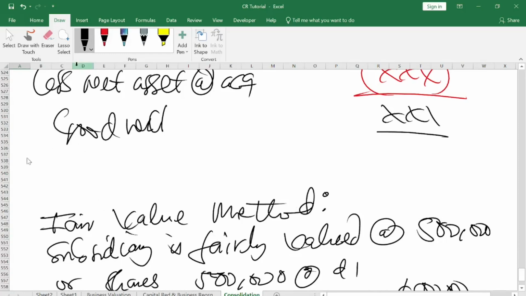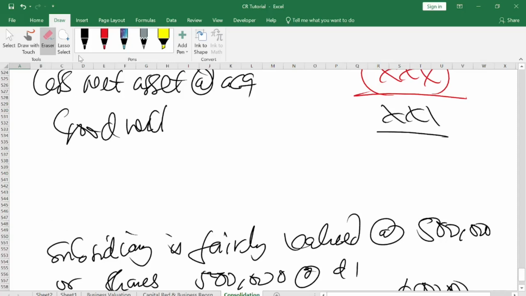So now I have to bring the NCI under the fair value method. So after you are done using the proportionate method, how do we find the non-controlling interest of the subsidiary? All right, so that's non-controlling interest. So this is 4. So non-controlling interest.